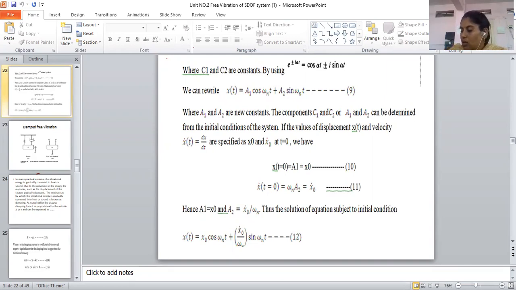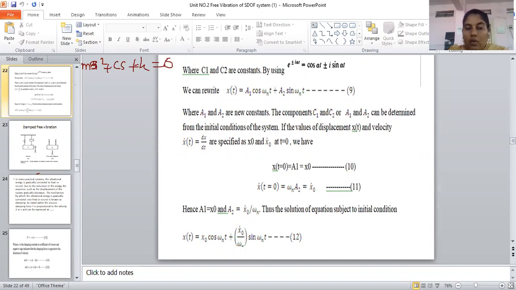Okay, so how to solve this quadratic equation? The quadratic equation is the last equation. I will write it first over here on this new page. That is ms square plus cs plus k is equal to 0. Okay, that is the quadratic equation.